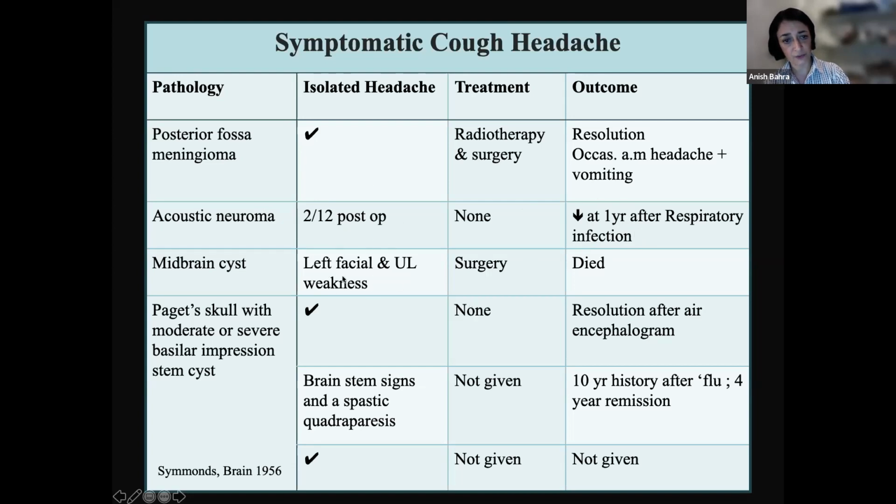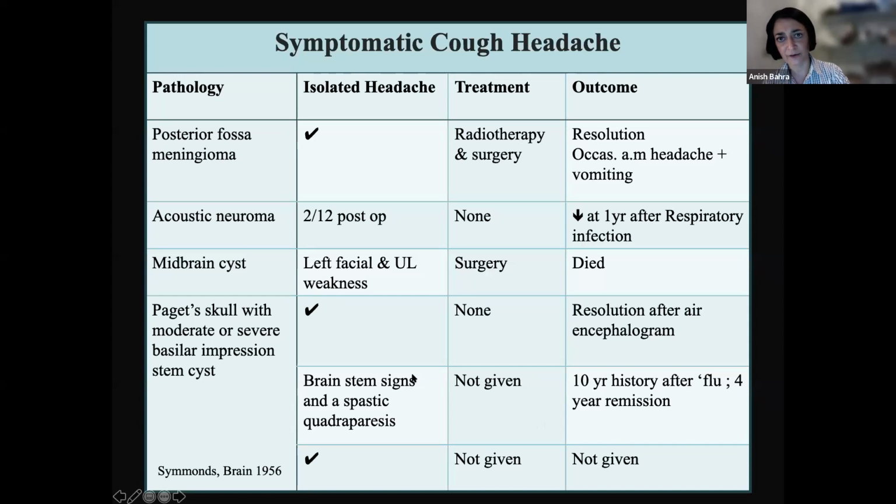This is the natural history of these disorders. This patient with a midbrain cyst, so this is the risk. This is the risk of surgery in these areas is death. There's always that risk of death. Paget's disease, we don't see very much of this. So in these patients, again, isolated headache. In one patient, we have signs. So again, look at this resolution after an air encephalogram. This one, a 10-year history after a flu-like illness, and then has a 4-year natural remission.